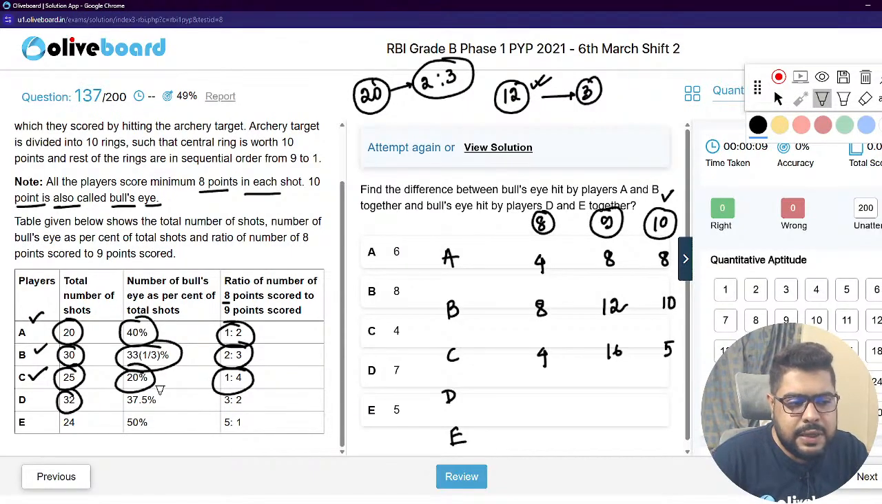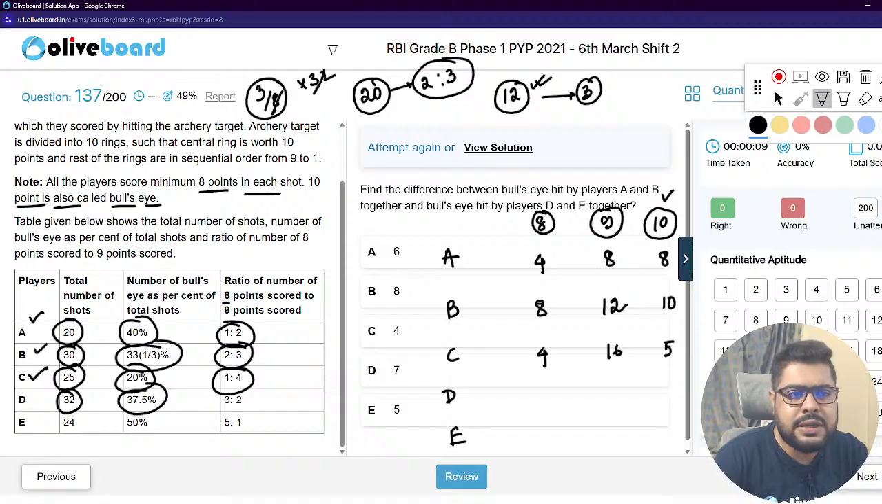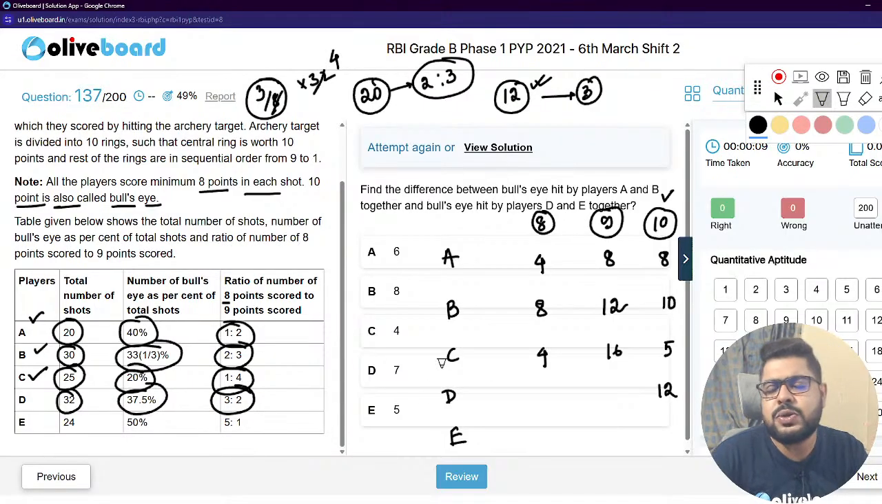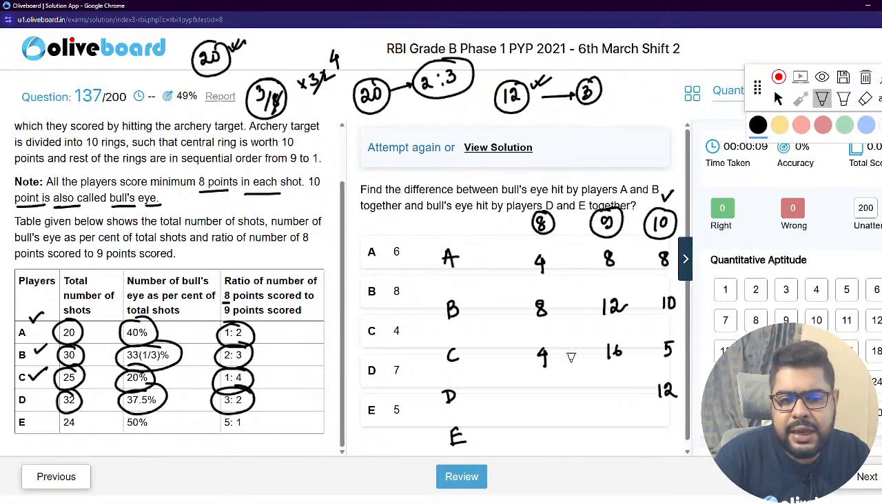Now come to D. 32 shots, and 37.5% is 3/8, if you know. 12.5 into 3, so 3/8 of 32. 1/8 of 32 is 4, so 3/8 is 12. 12 bullseyes. Remaining, 8 ratio 9 is 3 ratio 2. If 12 are gone from 32, we have 20 remaining. 3 ratio 2 will be 12 and 8. Done.